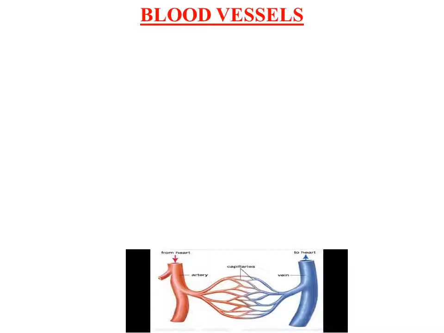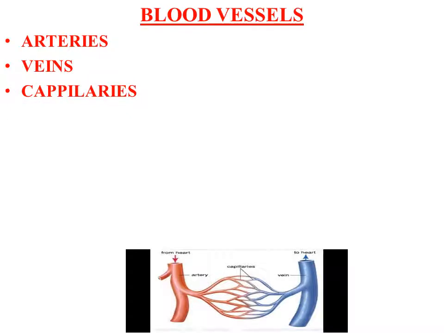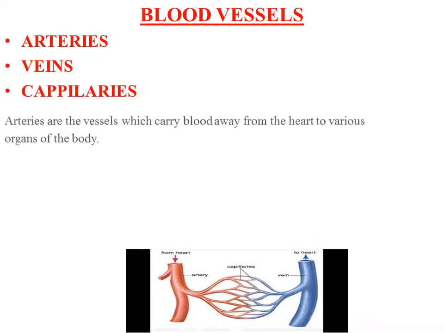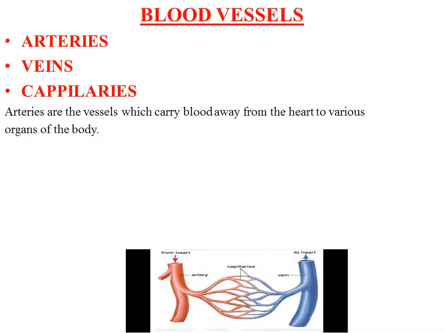Blood vessels are of three different types: arteries, veins and capillaries. There are three different types of blood vessels present in the body: arteries, veins and capillaries. So what are arteries? Arteries are vessels that carry blood from the heart, meaning they carry oxygenated blood to the various organs of the body. Arteries are very thick in structure.